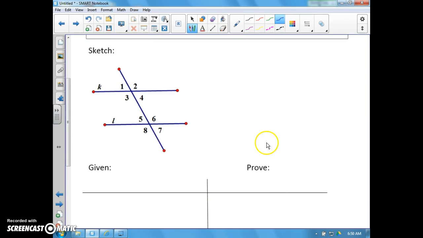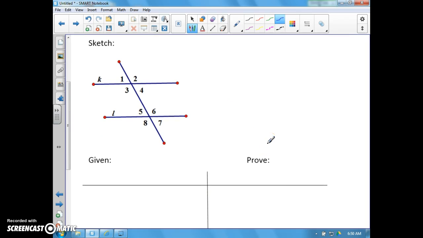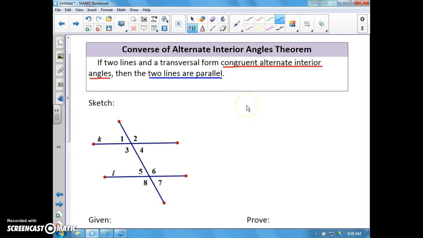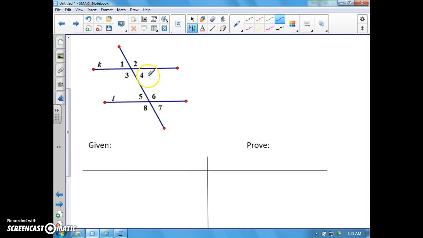And we are going to prove that two lines are parallel. So, looking at my diagram, I'm going to pick my favorite pair of congruent alternate interior angles. I'm going to choose 4 and 5, and I'm going to write my given statements and the proof statement to match the diagram. So, I am given that angle 4 is congruent to angle 5, and I want to prove that the lines are parallel. Prove K is parallel to L.